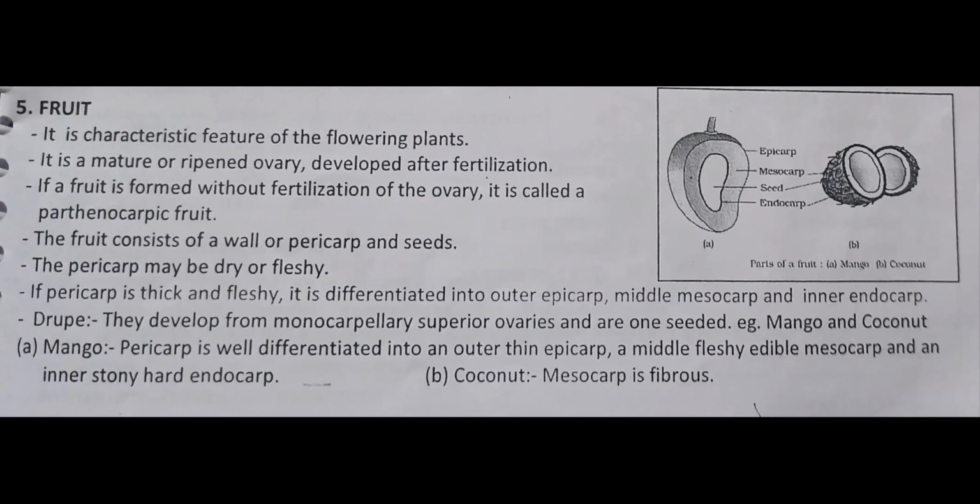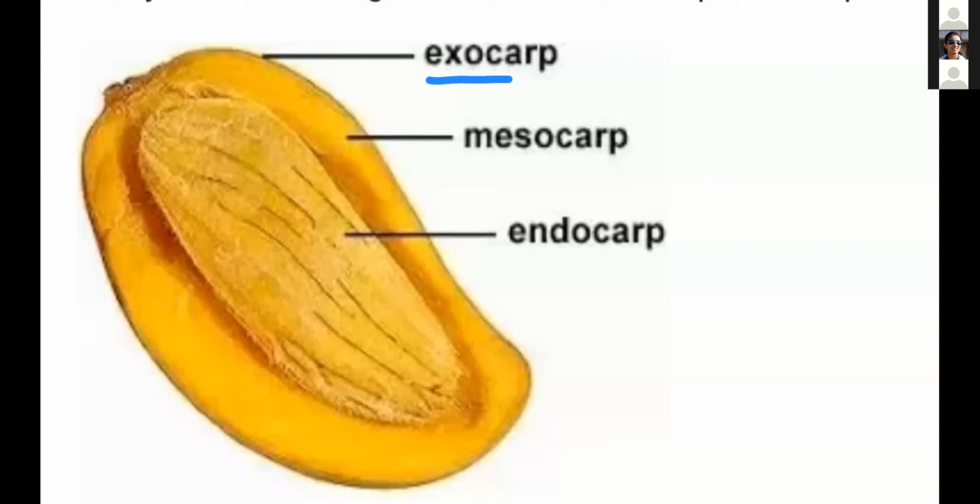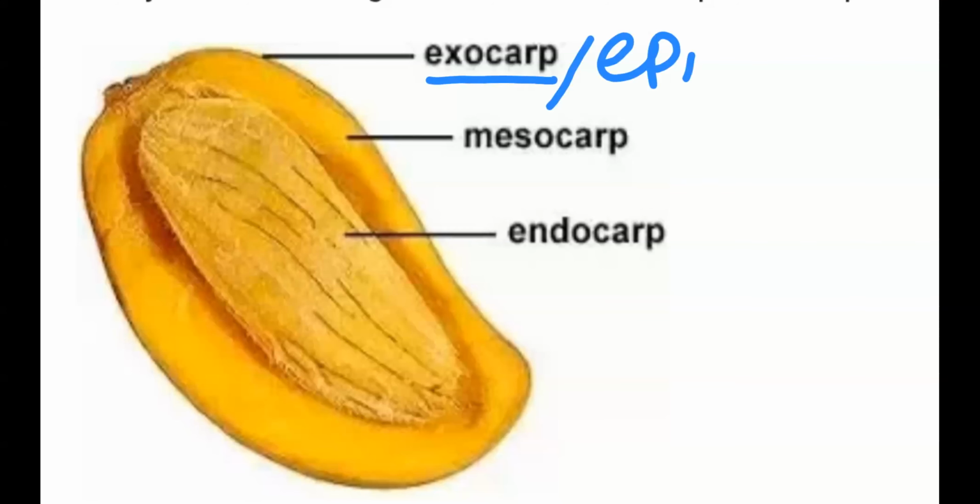If the pericarp is dry, we cannot divide it into further parts. If the pericarp is thick and fleshy, then we can divide it into three parts. The outermost we call the epicarp, also exocarp, both are correct. Then mesocarp and then endocarp.